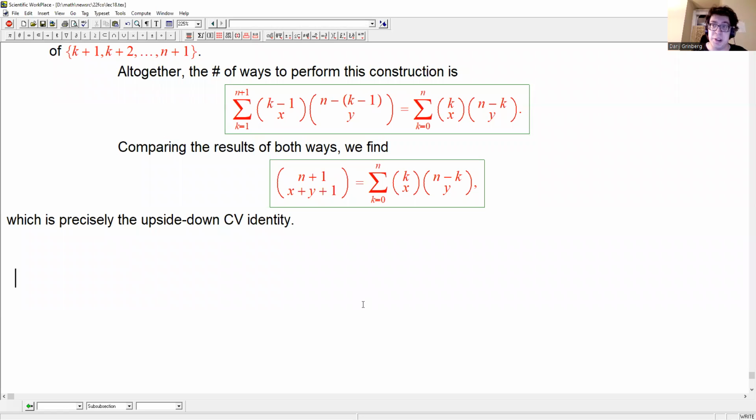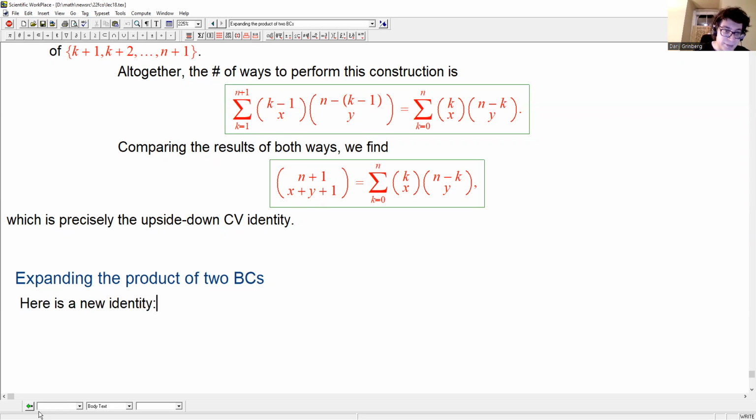So far, we have only been reproving identities that we already had proved in a different way. Here is something that we have not done so far. This is an expansion of a product of two binomial coefficients with the same top elements. So here is a new identity.